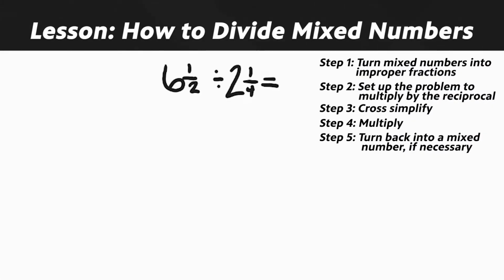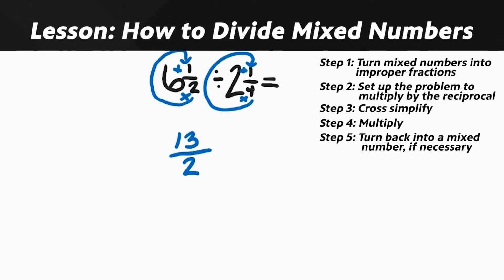I've kept the steps listed here as a guide to help us as we solve these. Feel free to pause before I solve them if you want to see if you're on the right track. For this first problem, we'll turn both numbers into improper fractions. Easy enough. Now we have 13 over 2 divided by 9 over 4.